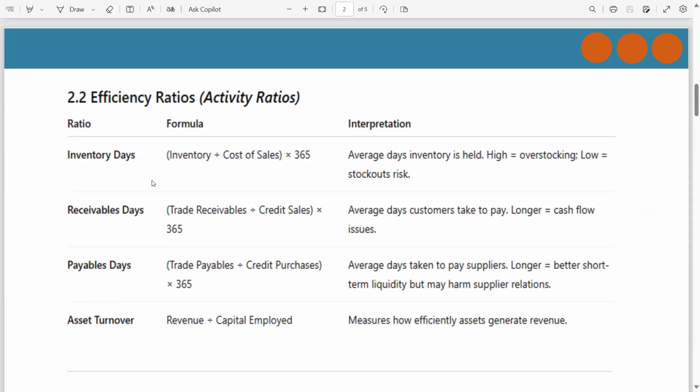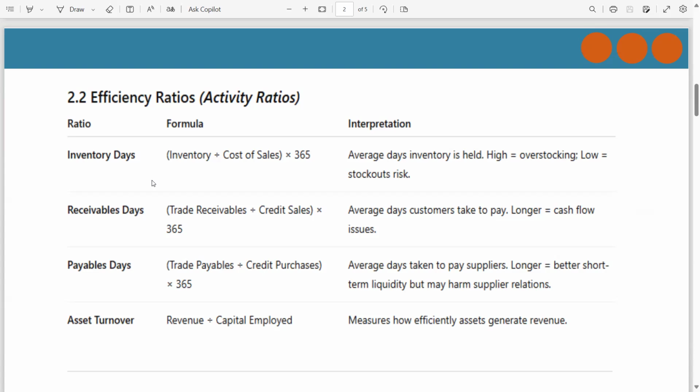Receivable days: trade receivable divided by credit sales multiplied by 365. Average days customers take to pay. Longer equals cash flow issues. Why? Why is a high level of inventory, like high days of inventory period and high days of receivables, at high risk? Let me give you an example.